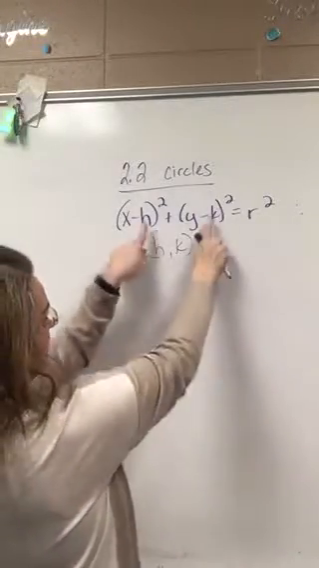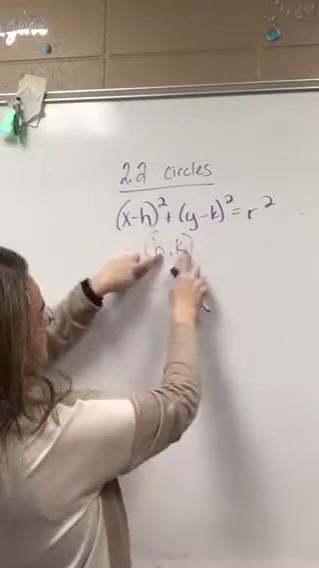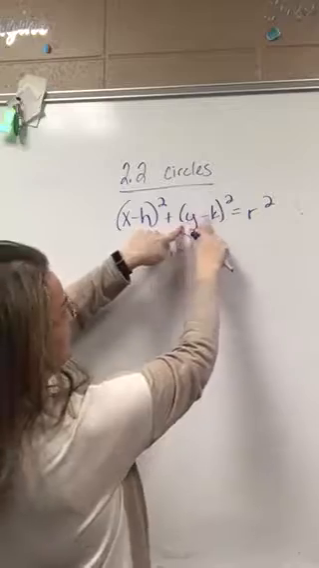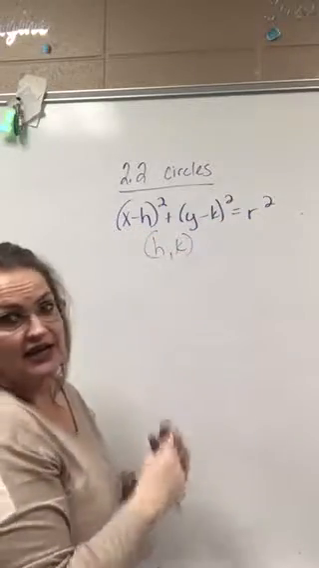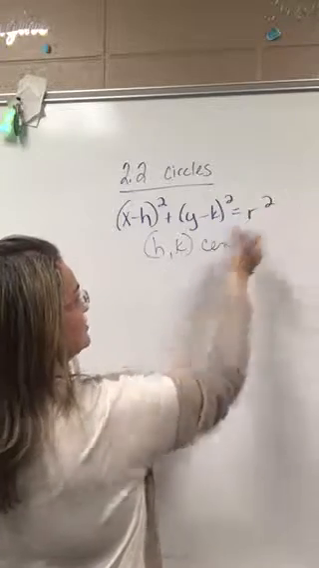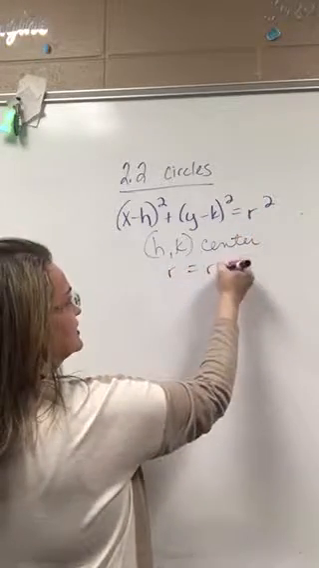But you have this h and k, which moves your circle away from the origin for its centering. So notice that h and k change signs. If you got an x minus h, it's a positive h, and y minus k becomes a positive k. And that's where your centering is. And again, the number on the end is the radius squared, so r is the radius.